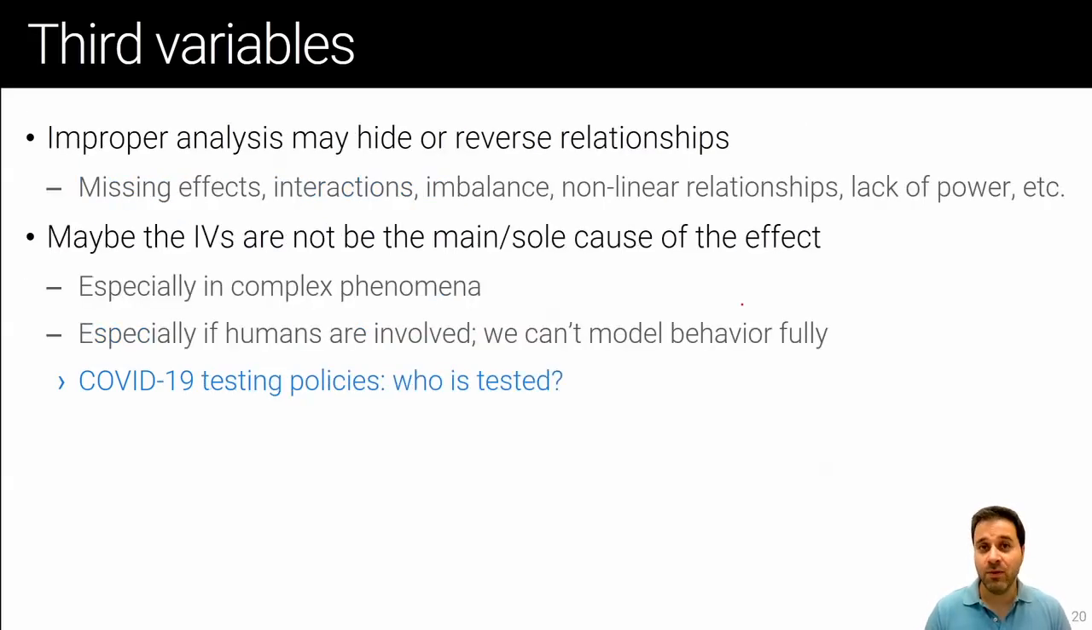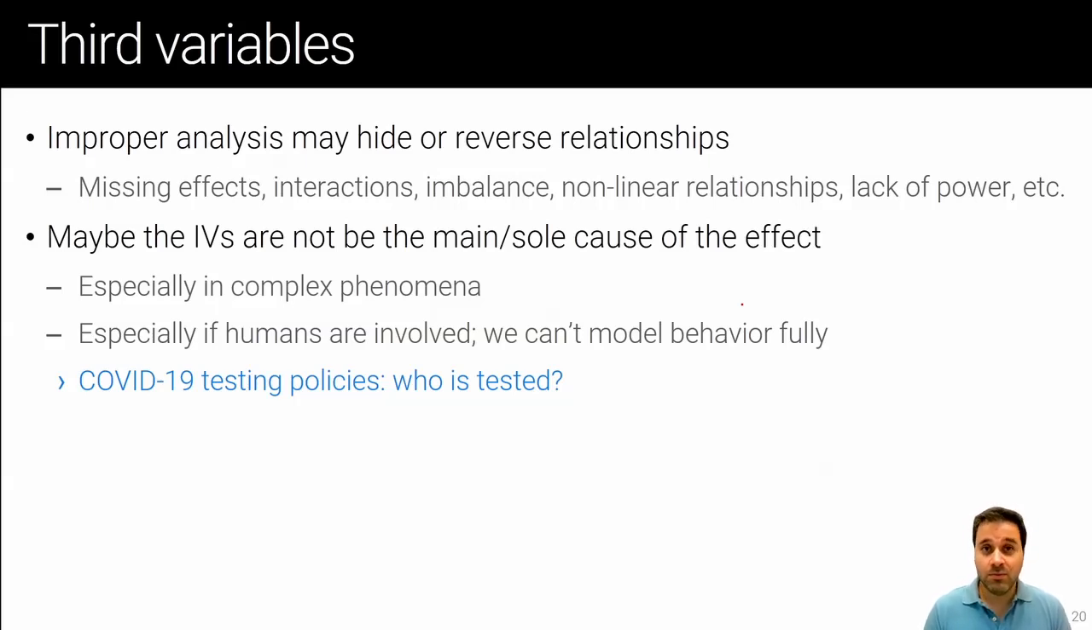So it could be that we have an improper analysis that hides or even reverses these fundamental relationships. Things like we miss an effect, we miss an interaction between multiple factors, the data are imbalanced, and we maybe have nonlinear relationships, we don't have statistical power. There's plenty of reasons why we could miss these relationships. We will talk about them throughout the course.